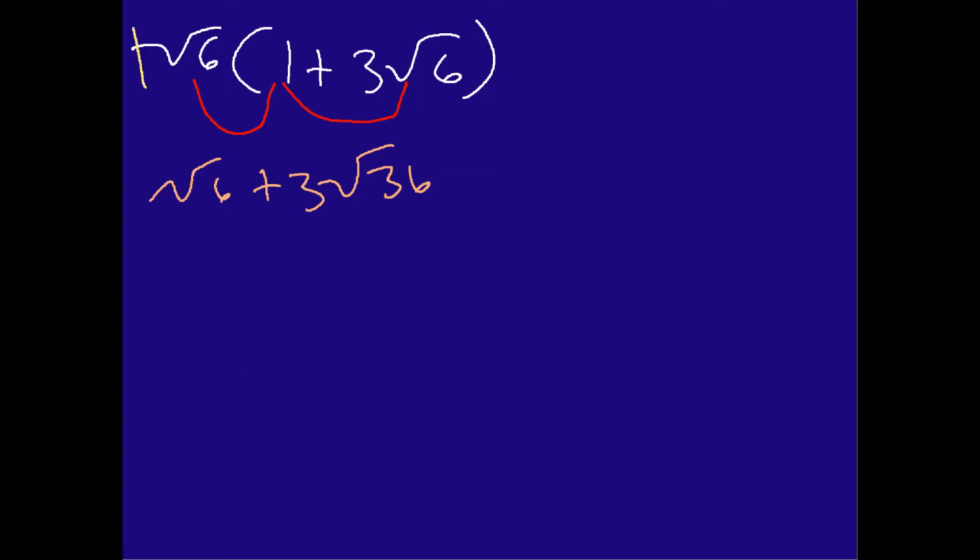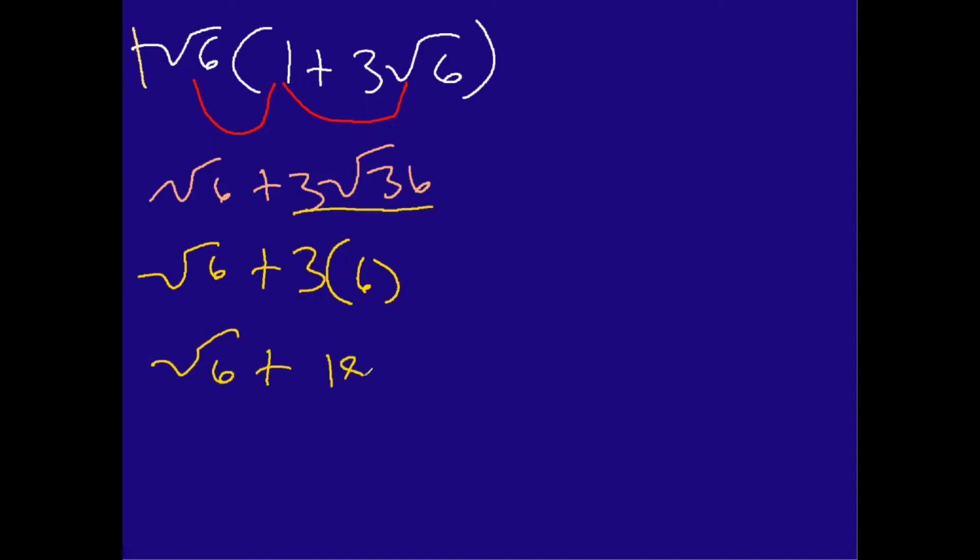Now it's just a matter of simplifying the term. So we really got to deal with this guy right here. That's where the problem is at. So we got the square root of 6 plus 3. Now the square root of 36 is going to be 6. So I'll put this in parentheses for the sake of clarity. And that leads to our final answer of square root of 6 plus 18, like so. So that's how you deal with that one. Not too complicated, very, very doable.